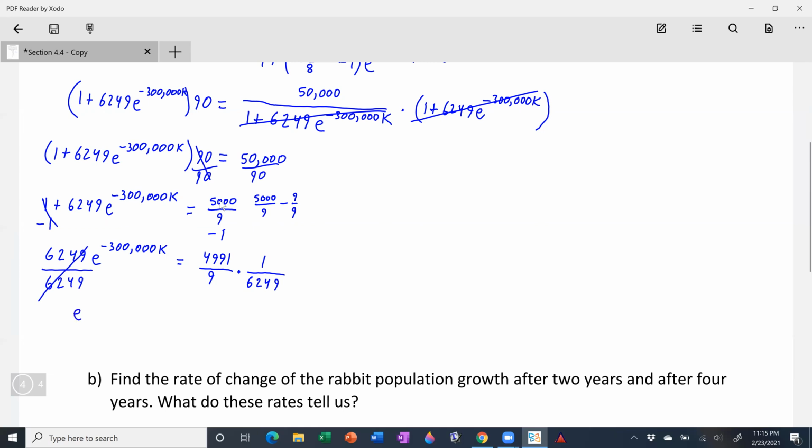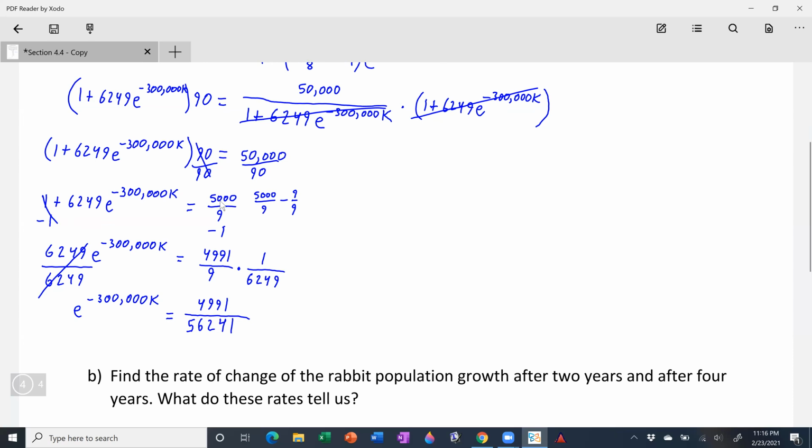And then we have e to the negative 300,000 k equals, and then this, again, I'm not sure if this is going to simplify or not, but the reason why I wrote it as a fraction times a fraction is now we can see that it goes multiplying straight across. So we have the 4,991 on top, and then on bottom, calculator, 9 times 6249, and we get 56241. Okay, again, I'm purposefully doing it as precise as possible.